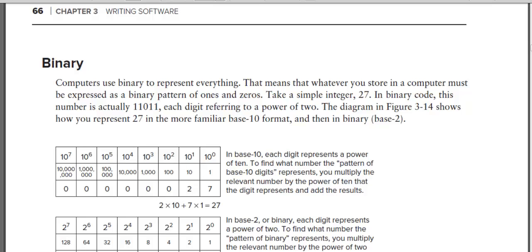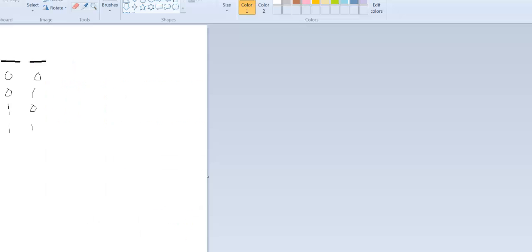I said that if you have one digit and you can only display a 0 or a 1, then you have two possibilities, 0 and 1. If you have two digits and each of those can only display a 0 or a 1, then you have four different possible sequences that you can construct. You could have 0, 0, you could have 0, 1. So if you have just two slots, you can have 0, 0, 0, 1, 1, 0, and 1, 1. So that's four possibilities.